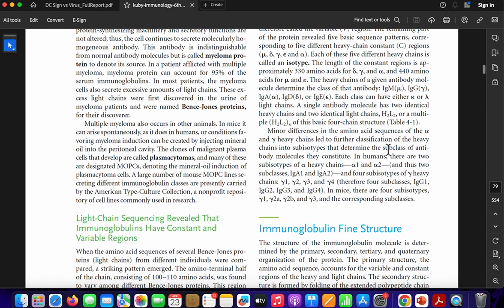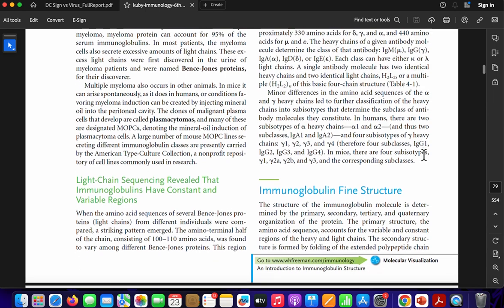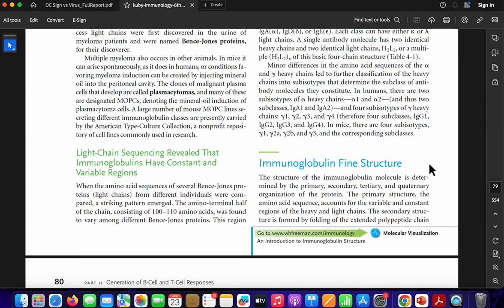Each class can have either kappa or lambda light chains. A single antibody molecule has two identical heavy chains and two identical light chains. Minor differences in the amino acid sequence of the alpha and gamma heavy chains led to the further classification of the heavy chains into subtypes that determine the subclass of the antibody molecules they constitute. In humans, there are two subtypes of alpha heavy chains, alpha 1 and alpha 2, and four subtypes of gamma heavy chains.